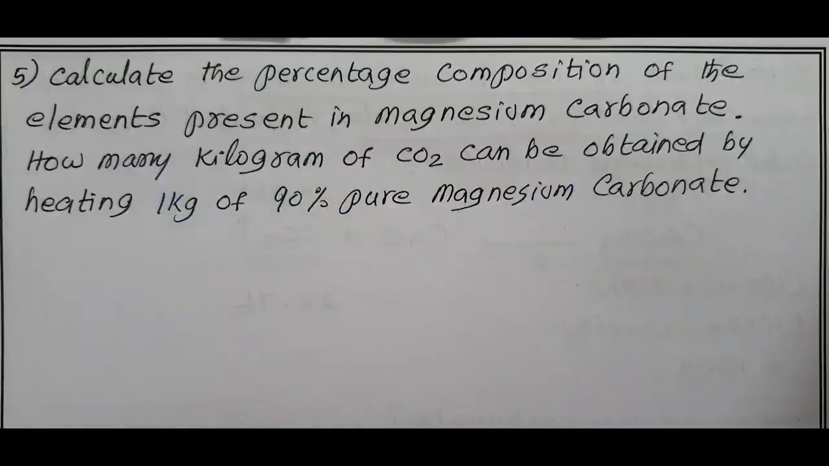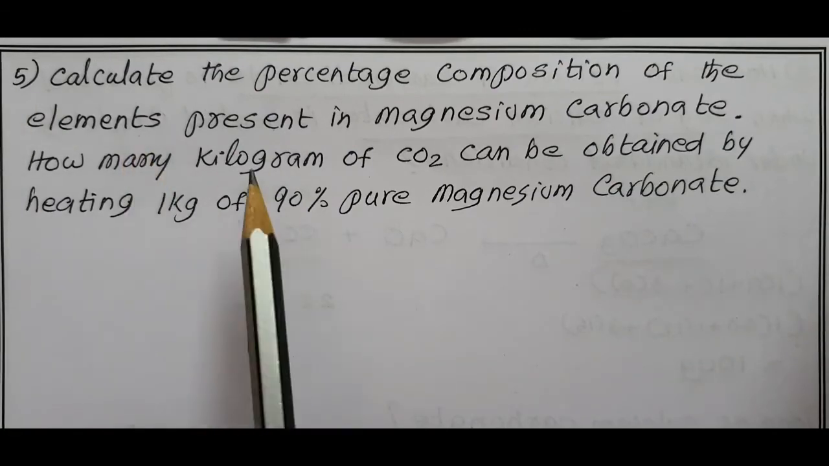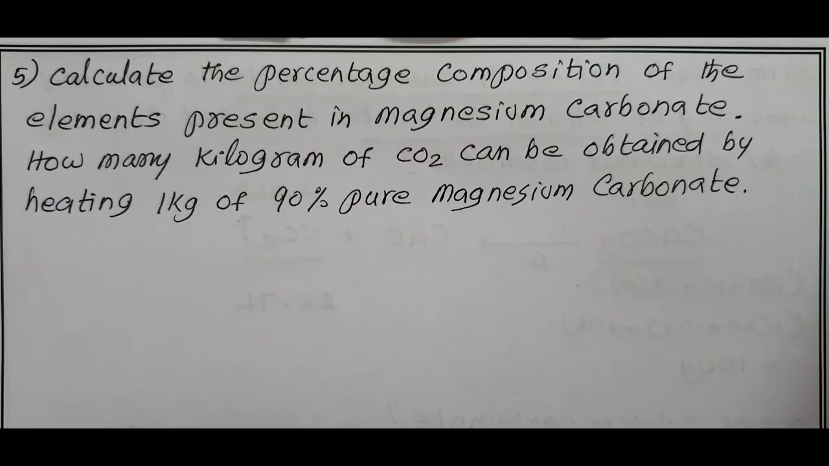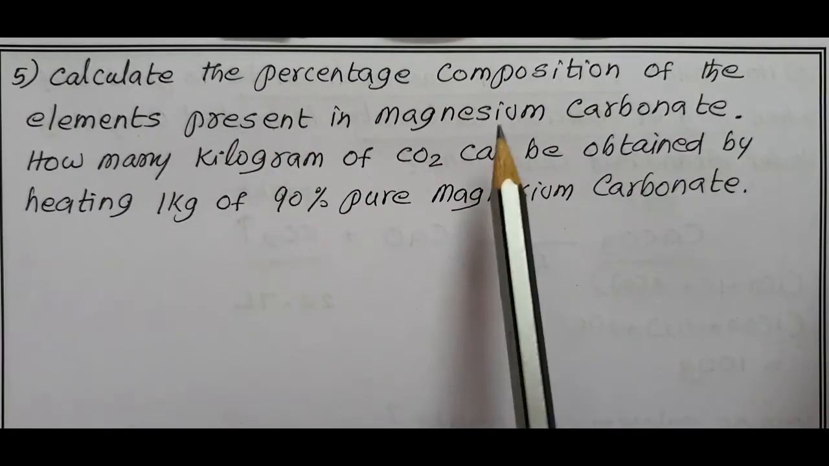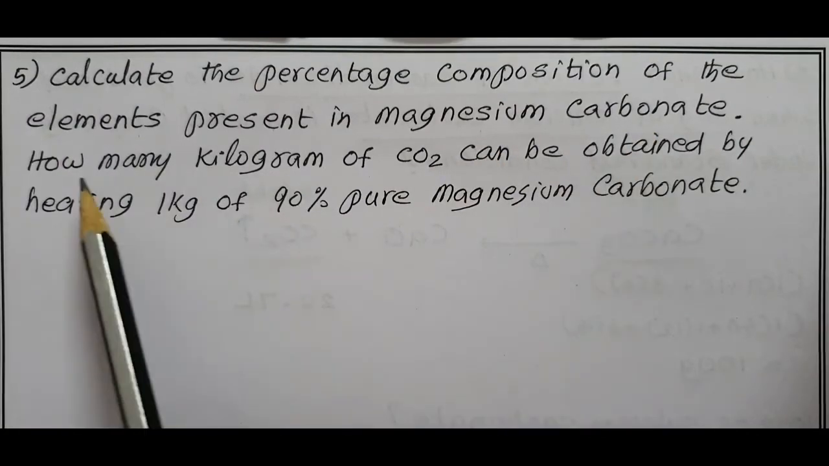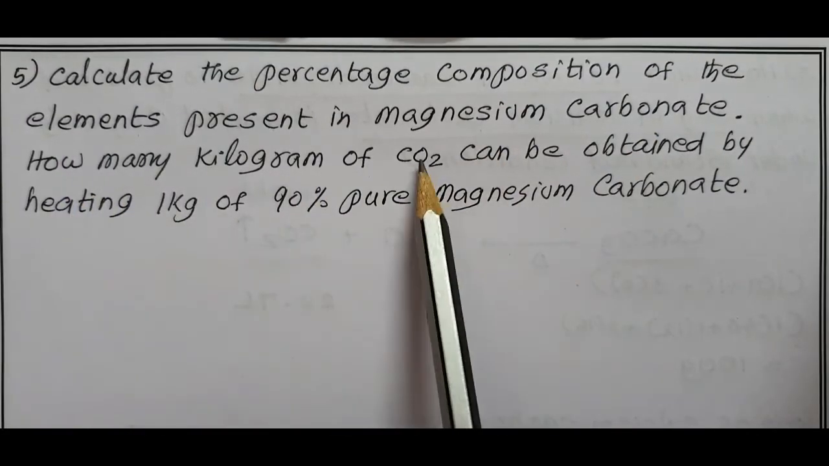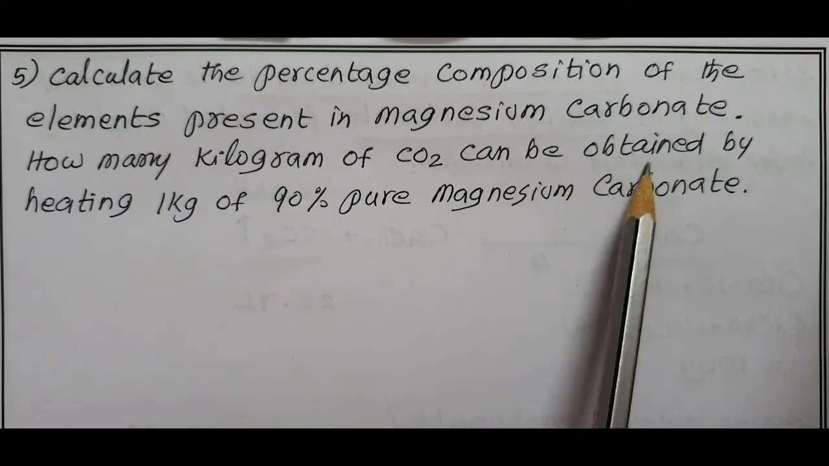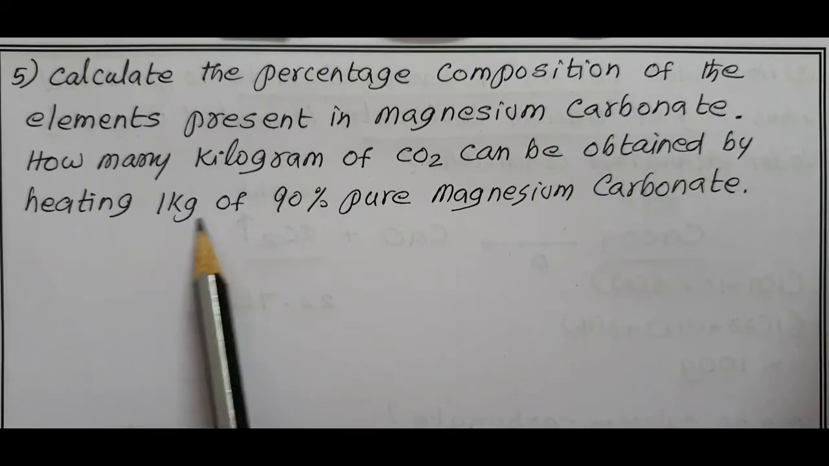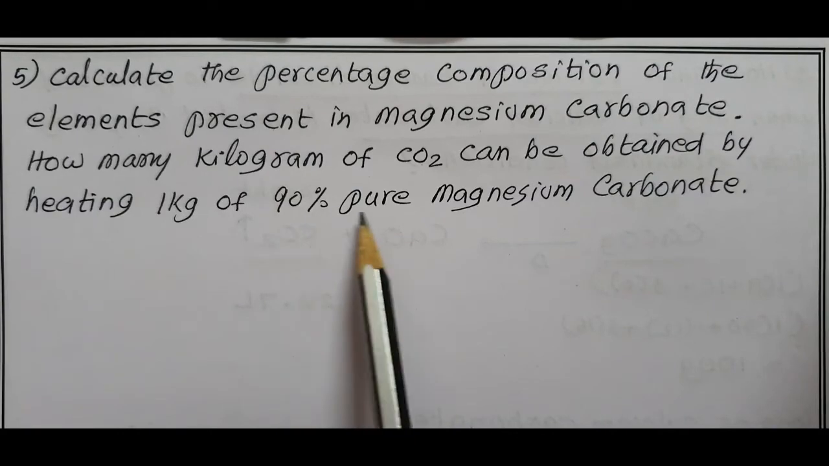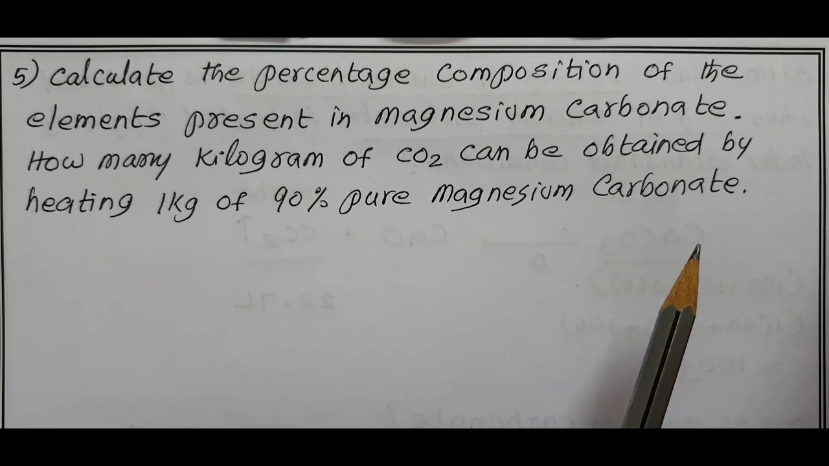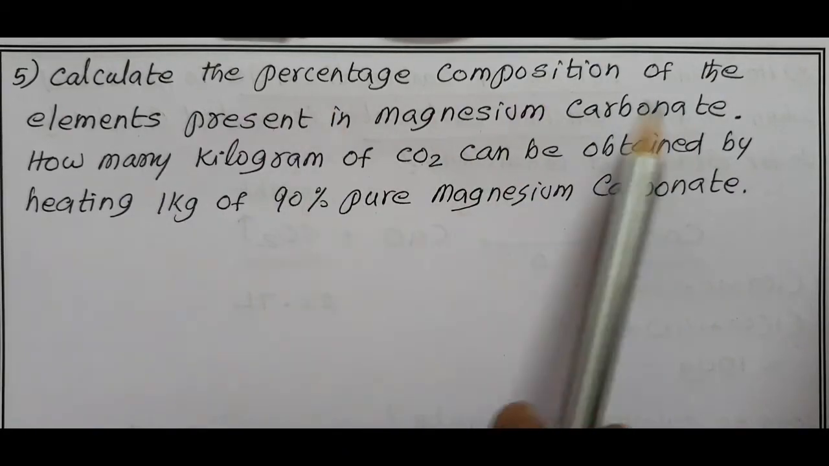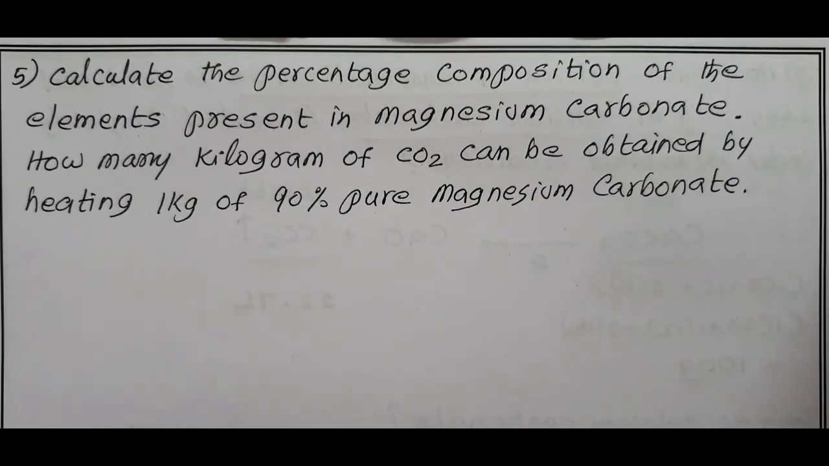The next question, problem number 5, page number 16 in the first unit. Calculate the percentage composition of the elements present in magnesium carbonate. How many kilograms of carbon dioxide can be obtained by heating 1 kilogram of 90% pure magnesium carbonate? First, we are going to calculate the percentage composition of elements present in magnesium carbonate.